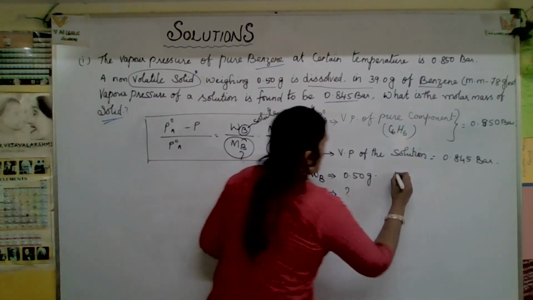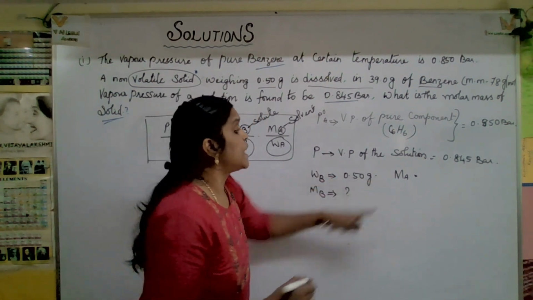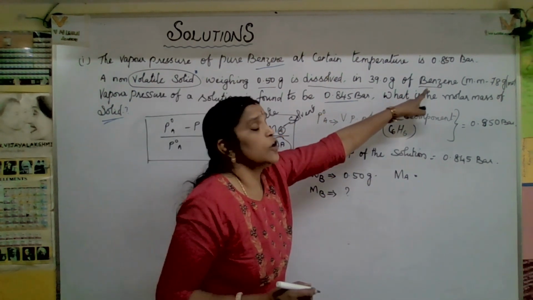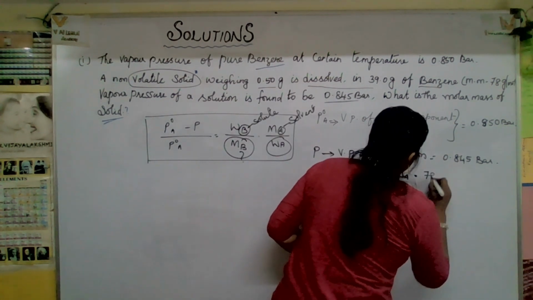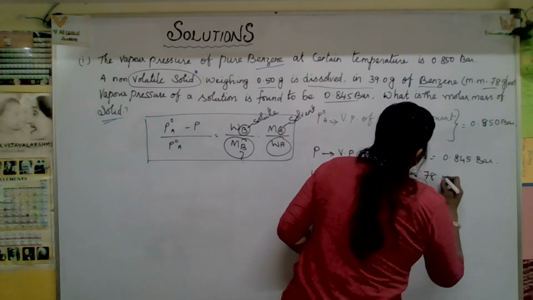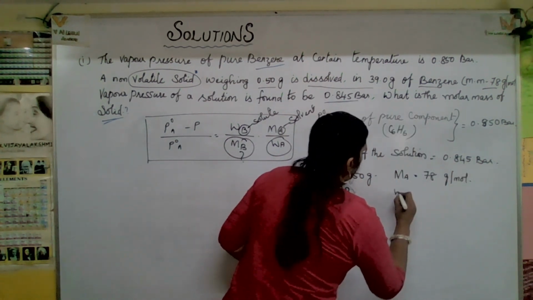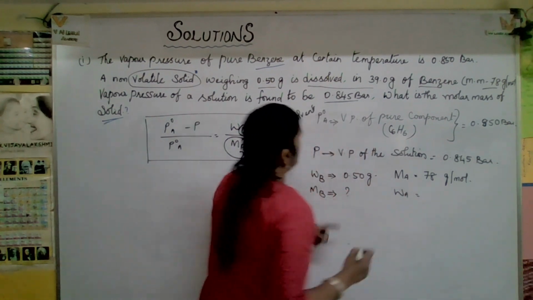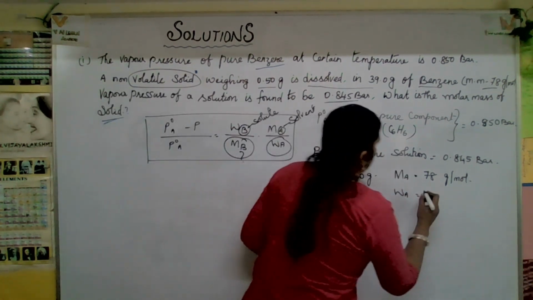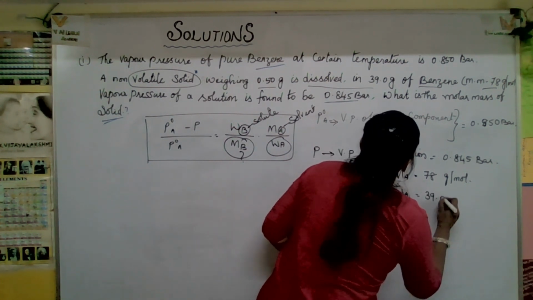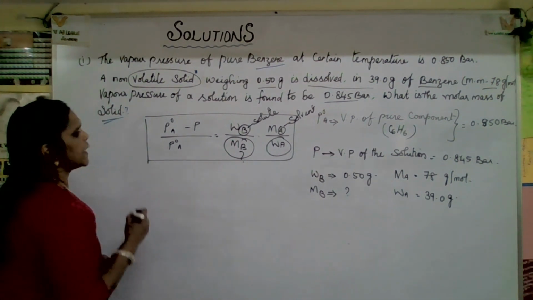Yes. MA, what is it? Molecular mass of the solvent. Solvent, it is benzene, right? So molecular mass of benzene, it is 78. Already they have given 78 gram per mole. Then WA, how much it has taken for dissolving. Here 39.0 gram they have taken. Okay, now let us apply the value.